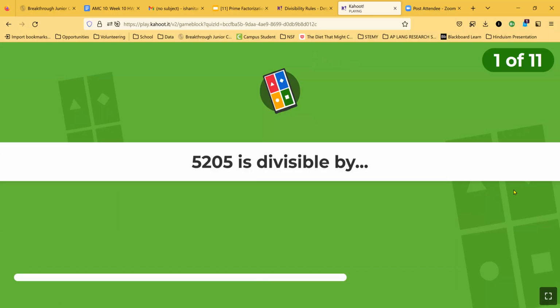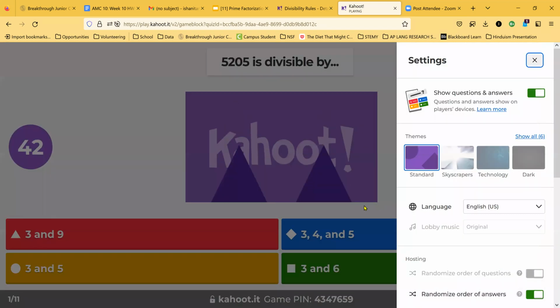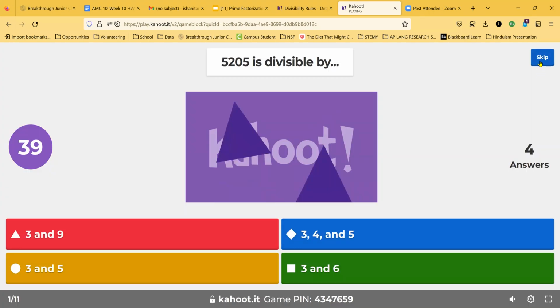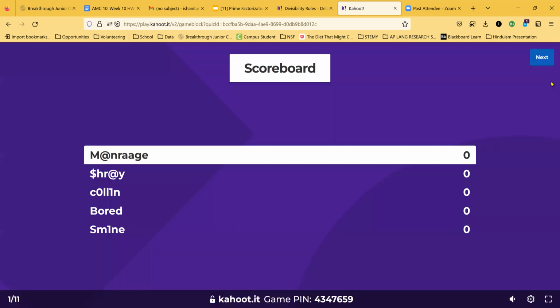Okay, question 1. Which of the following is 5205 divisible by? Okay. Yeah, some of you got it. It's 3 and 5. You should have noticed it's divisible by 5, and the only option with that is 3 and 5. It can't be divisible by 4 since it doesn't end in an even number.